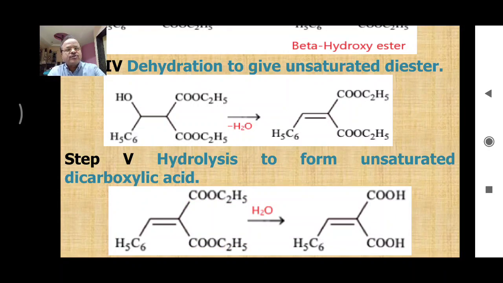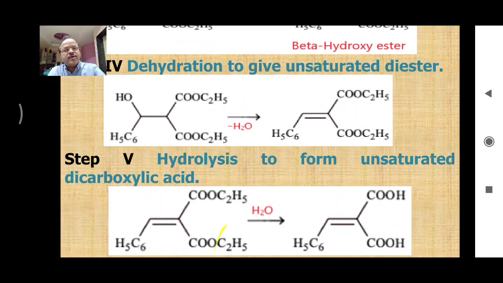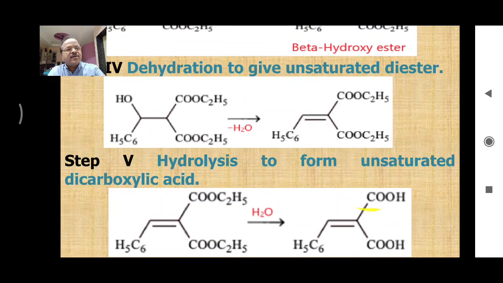Two molecules of water get added across this bond, and we are getting here COOH group. COOC2H5 gets hydrolyzed to COOH. This COOC2H5 gets hydrolyzed to carboxylic group, COOH group.